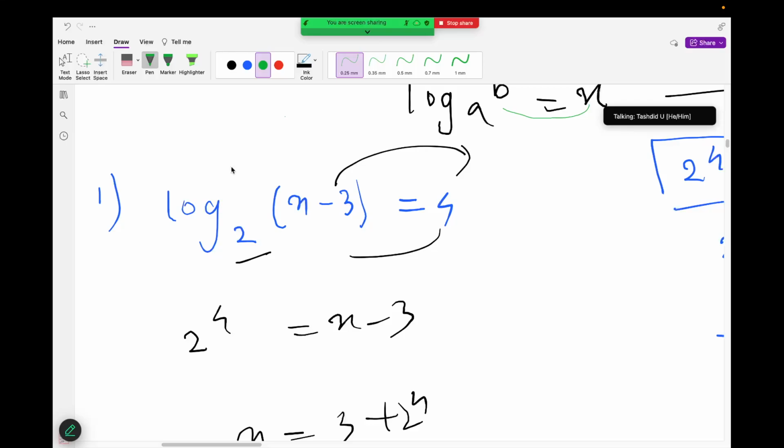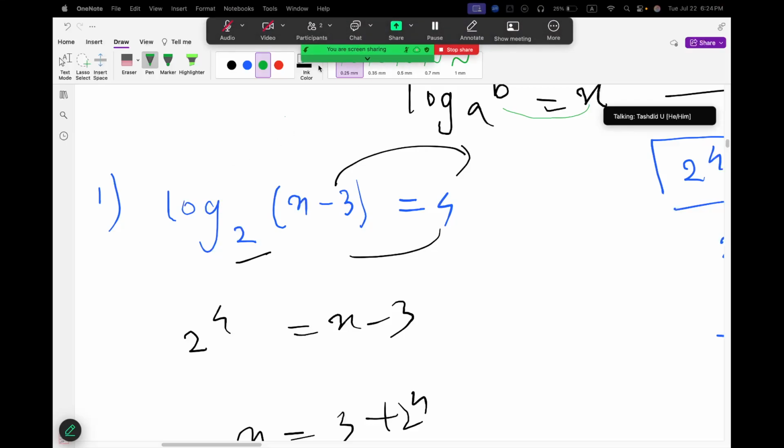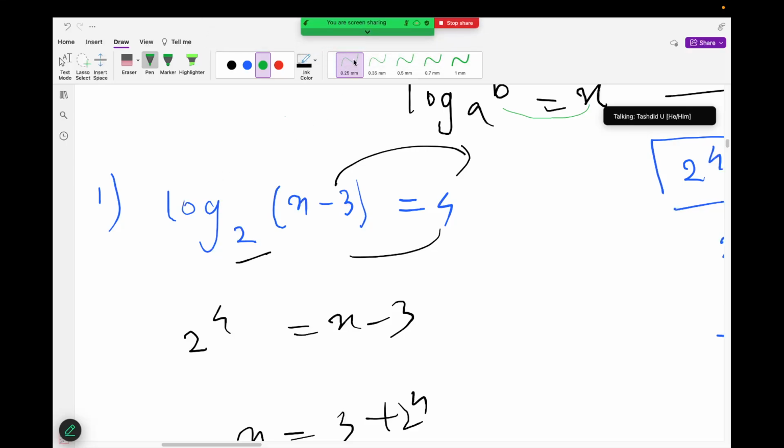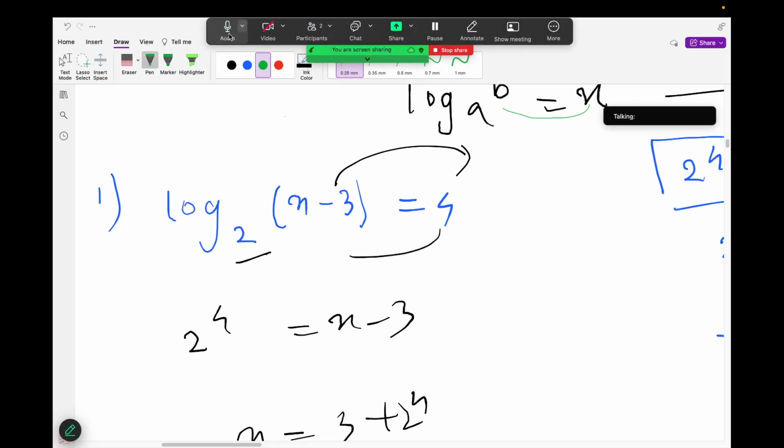We remove log by dividing by log in an equation. We don't divide by log. Oh, you use the formula. So here it will be x minus 3 is equal to 2 to the power 4. How exactly did we get here mathematically?